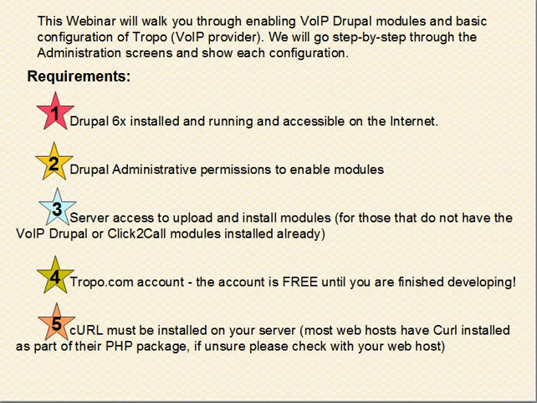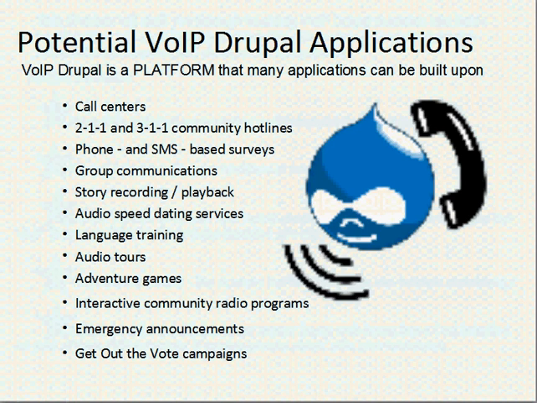Drupal administrative permissions so that you can enable modules. Server access to upload modules in case you would like to follow along with some of the things we'll be showing later. They're optional. You don't really need to install anything else. A Tropo.com account. The account is free and you can use it while you're developing. And you must have curl enabled on your server. If you're not sure if you have this, you can check with your server administrator. Most servers running Linux do have this installed.